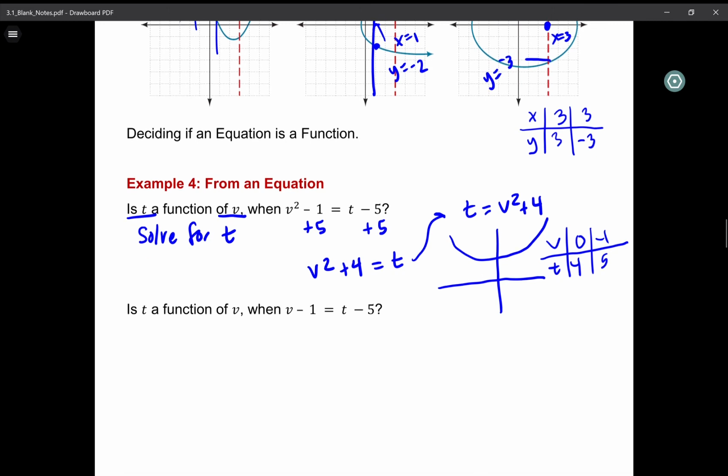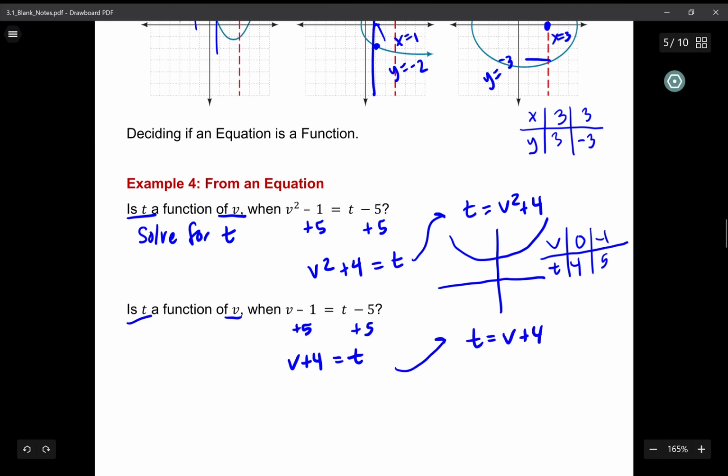Let's look at this one. Is t a function of v when v minus 1 equals t plus 5? Again, let's go ahead and solve. So this gives me t equals v plus 4. And hopefully, let's rewrite this guy: t equals v plus 4. This is the equation of a line with slope 1 and y-intercept 4, which also is going to pass the vertical line test.